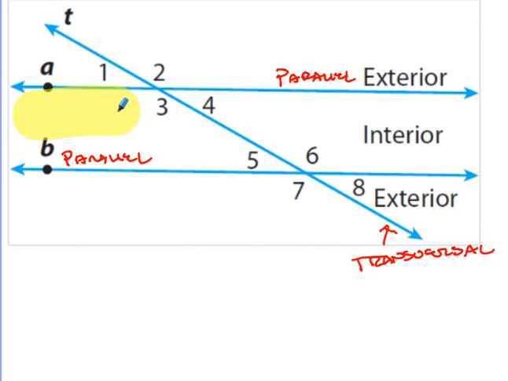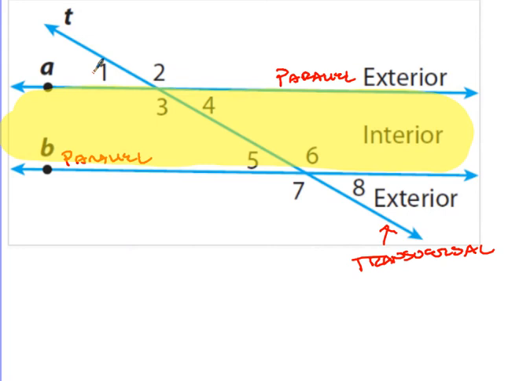I'm going to highlight this yellow. This whole section is considered the interior because it's in between the two parallel lines. Okay, while outside the parallel lines, that would be considered the exterior. Okay, so that's important to know because we're going to talk about what we know. When we have parallel lines being cut by a transversal like this, these angles have special properties that make it really, really easy to figure out what they are. Okay, like really, really easy.